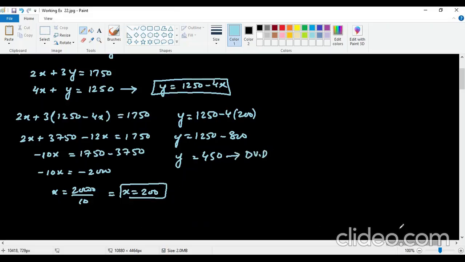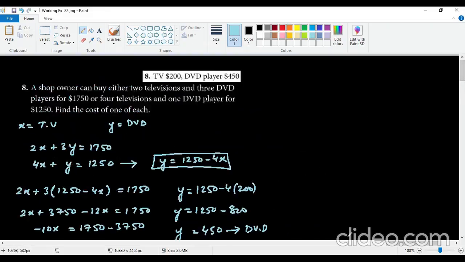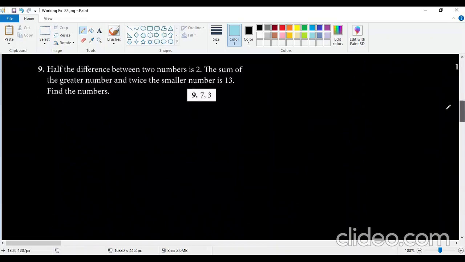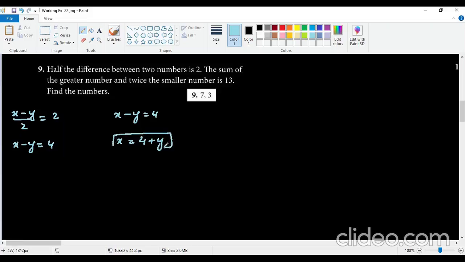Moving on to the next question, which is question number 9, that we can find over here. In question number 9, there are two conditions. Half the difference between two numbers is equal to 2. And the second condition says x minus y equals 4. Now, I know this equation is equal to 4, and this tells me x is 4 plus y. I will use the substitution method once again. In place of x, I will write 4 plus y minus y equals 4.